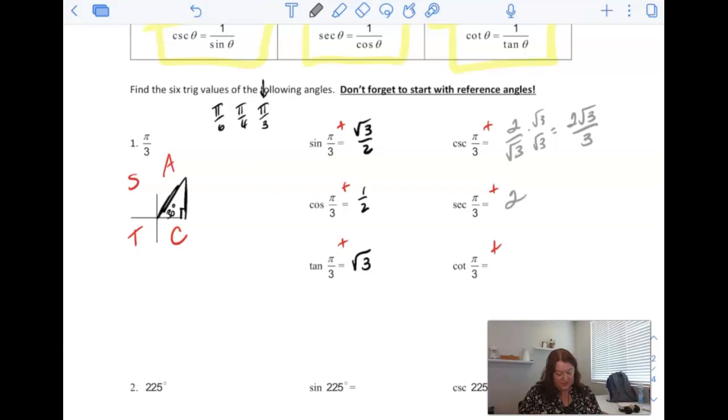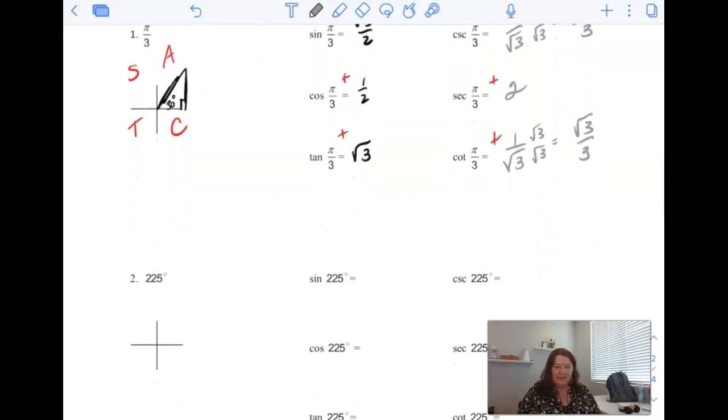This one is just going to be a 2. And this one is going to be 1 over square root of 3. And when I multiply those by square root of 3, we're going to get square root of 3 over 3. Okay, all right, taking a look at the next one.